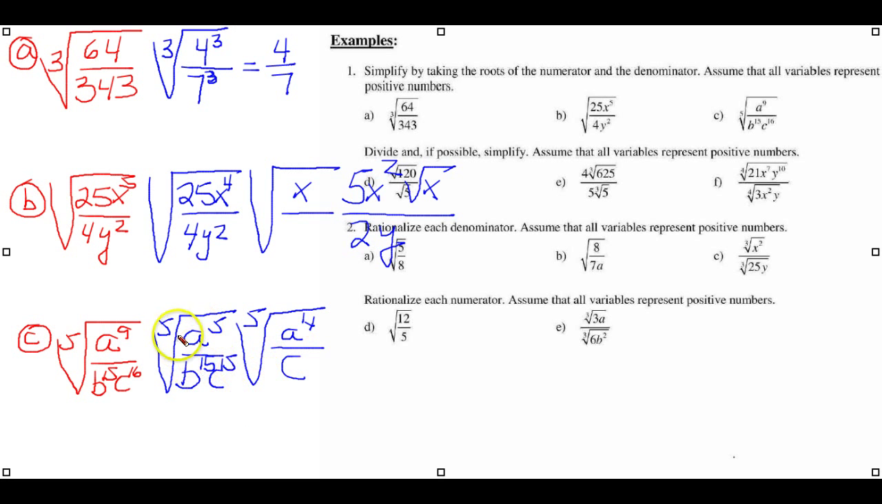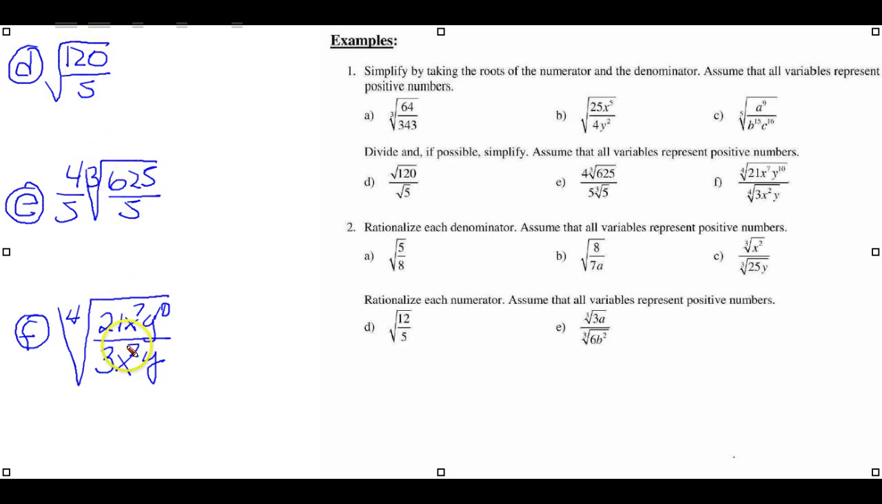So this will become then an a. Our denominator will be b to the third, c to the third, and this will be the fifth root of a to the fourth over c. So not too bad. This one was a little tricky in that you had to kind of figure that one out. And let's go on.